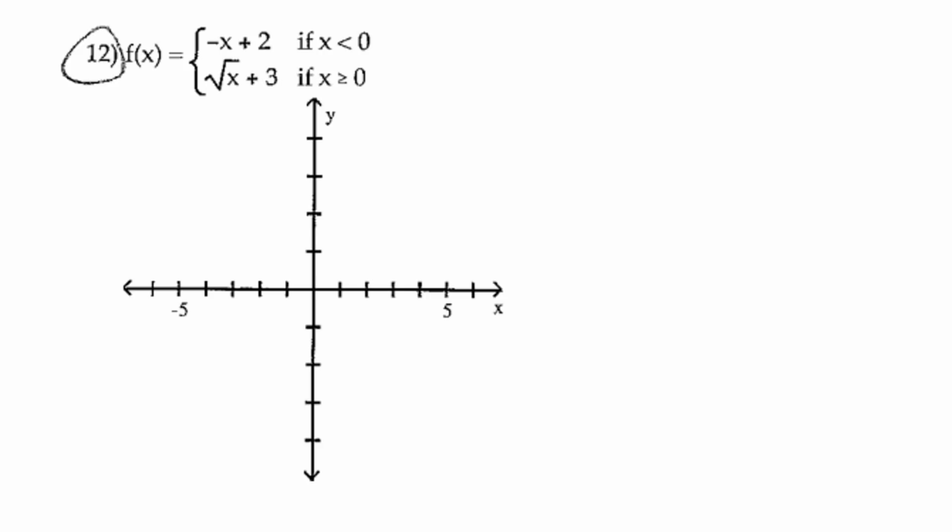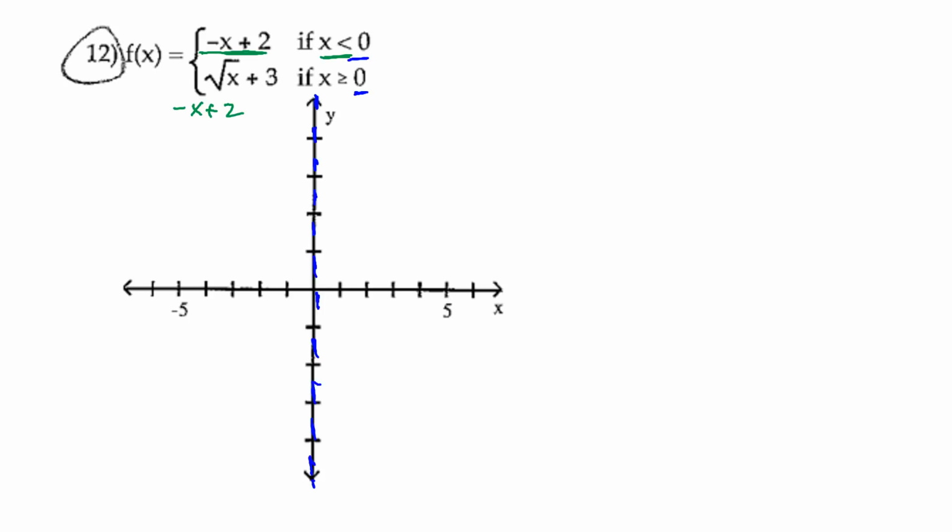To answer this question, the first thing that we'll notice is that our fence has to be at 0. So we're going to put a border right here at 0. Then we have to decide what rule would go on each side. This rule happens whenever x is less than 0, so that would be the left side. That's negative x plus 2 on this side.